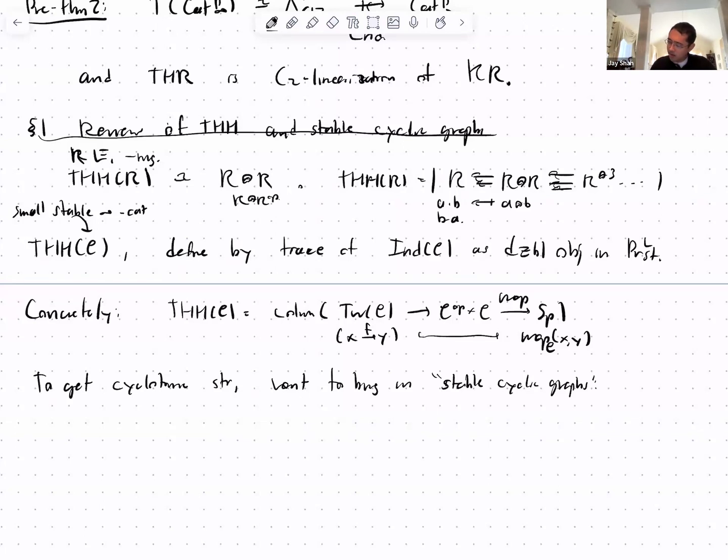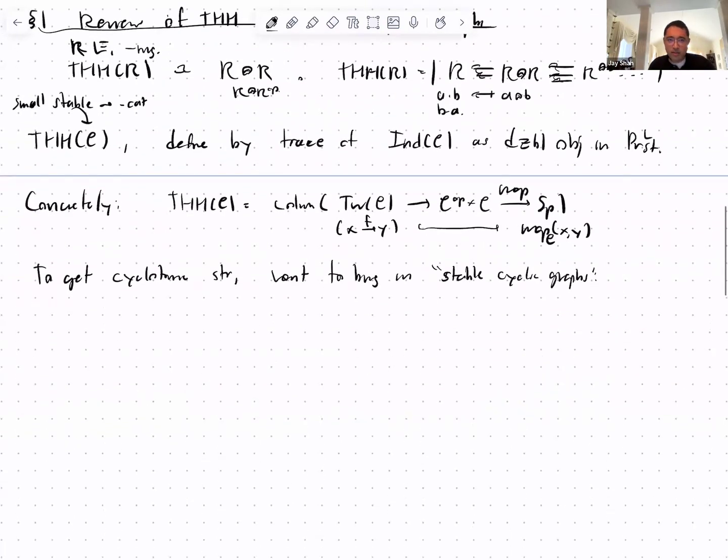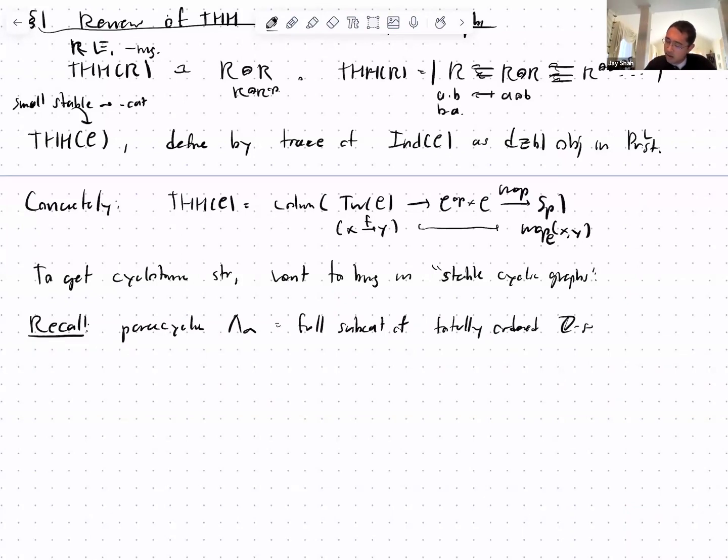Now, let me recall some basics about the cyclic category. So you have the paracyclic category, lambda infinity to begin with. This can be defined as a full subcategory of totally ordered Z-sets on objects which are isomorphic to 1 over nZ. And let me label this as n lambda.